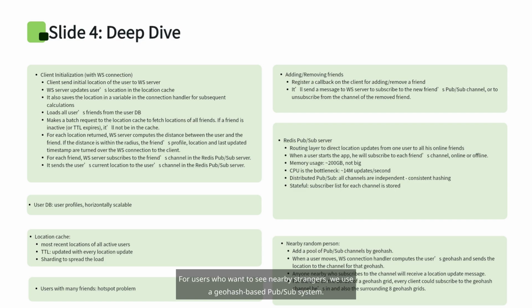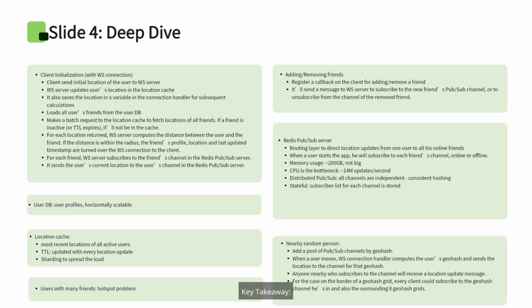For users who want to see nearby strangers, we use a geohash-based pub/sub system. Each geohash represents a region. When a user moves, their location is published to that geohash's channel. Clients subscribe to their current geohash and the 8 neighboring ones to handle border cases. This allows for scalable proximity detection, not just for friends, but for any user in a local area.